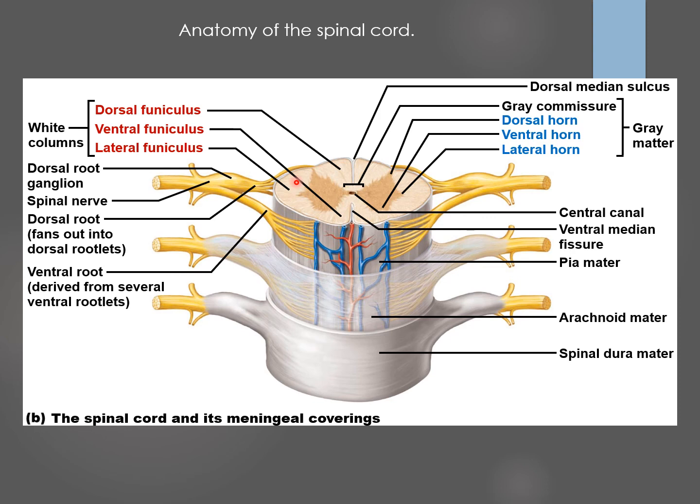And we divide those into the dorsal areas. This is called the dorsal funiculus. This is called the lateral funiculus. And then the ventral areas are ventral funiculus. You can also see in this picture things you already know: your dura mater, your arachnoid mater, your pia mater, etc.